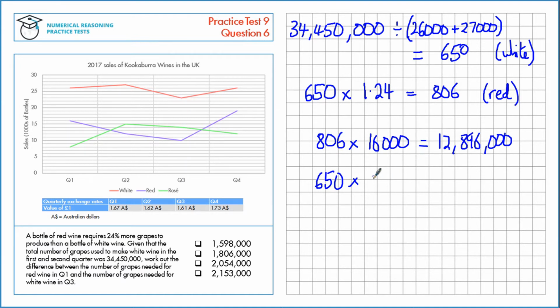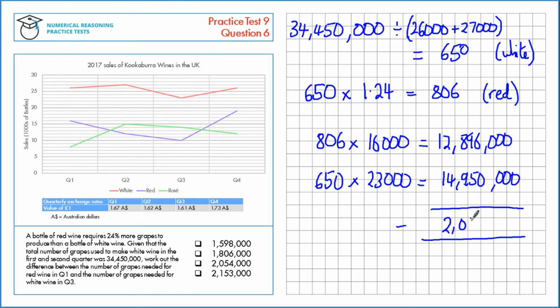a total of 23,000 bottles. That gives us 14,950,000. Finally, the question wants the difference between these two, so we're just going to take one away from the other. This one take away this one, which is 2,054,000 grapes.